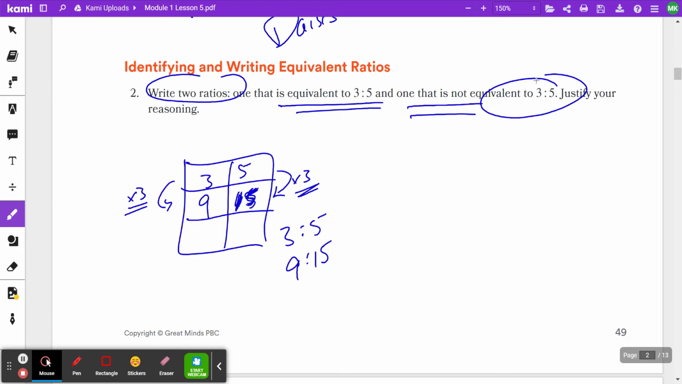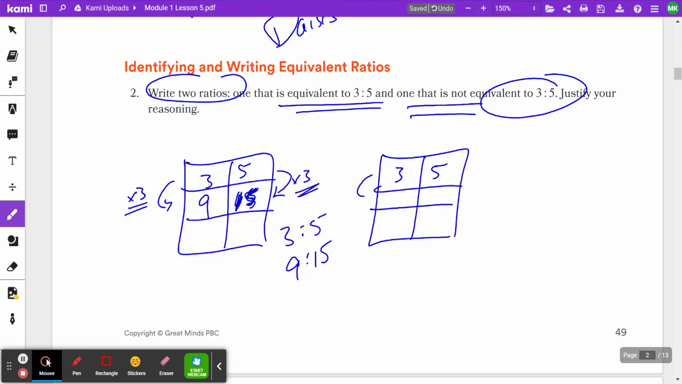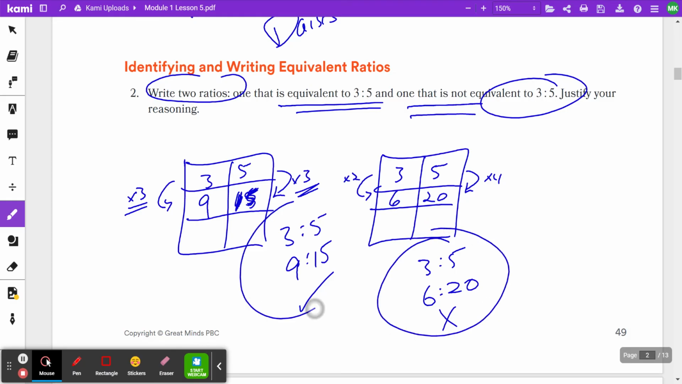Now, if they want one that's not equivalent at all, all I need to do is multiply by two different values, right? So if I have a 3 to 5, maybe I multiply this guy by 2. Maybe I multiply this guy by 4. Okay, and I would have a 6 over here, and I would have a 20 over there, and there's no way that those guys are equivalent. The iced tea, the chocolate milk, the lemonade will not taste the same at all. All right, there it is. So these guys are equivalent. These guys are not equivalent, like that.